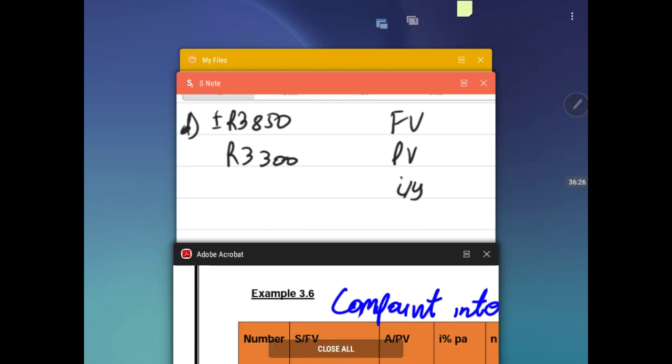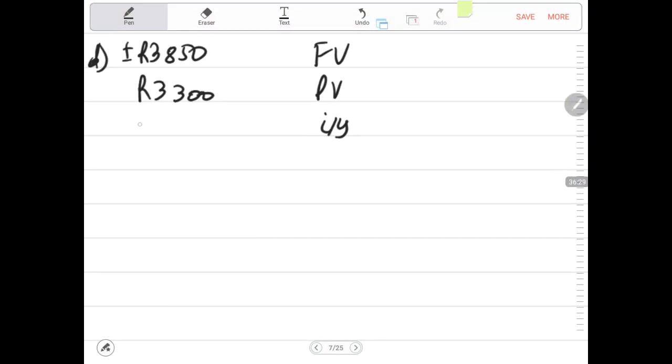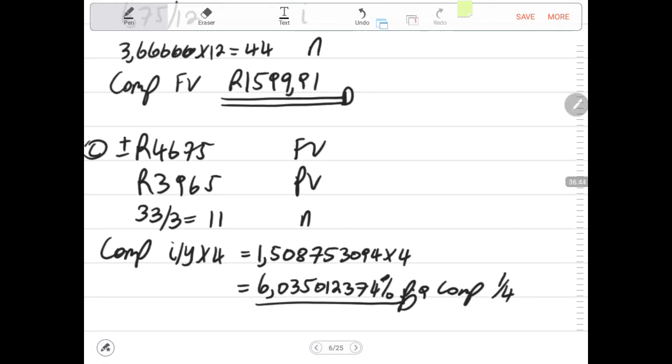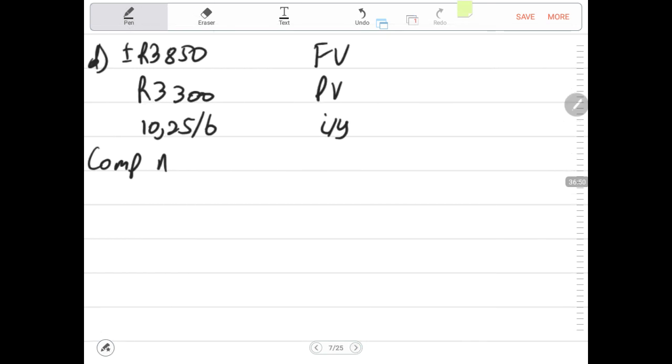So if it's 6 times per year, then we need to say 10.25 divided by 6. Then what are we looking for? We compute our N. Previously, did we say compute I? Yes, compute IY, then times that by 4. Now when it comes to our N, we will need to divide by 6 in this case, because it is compounded 6 times a year.